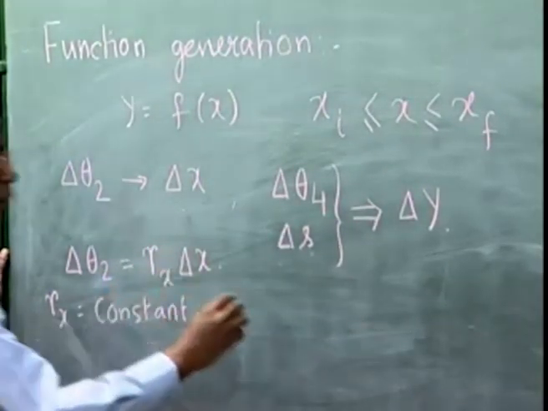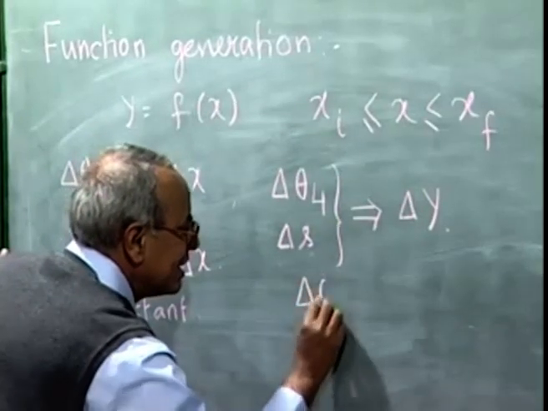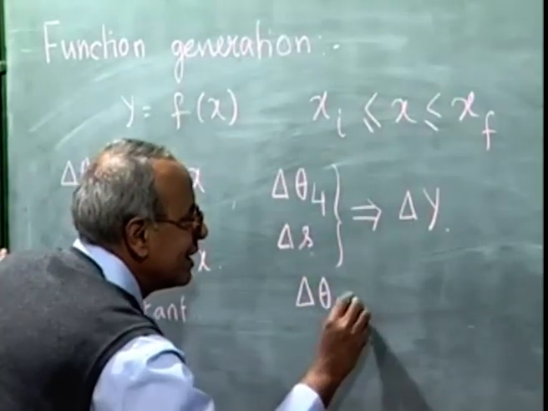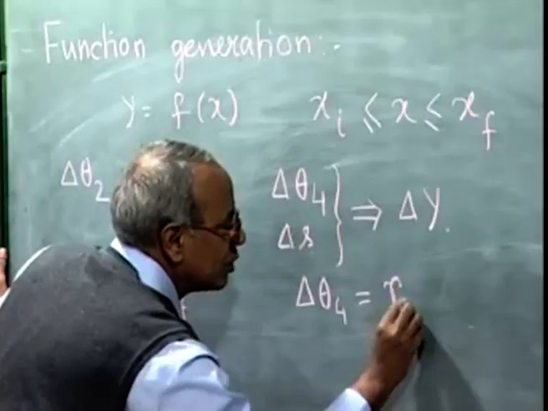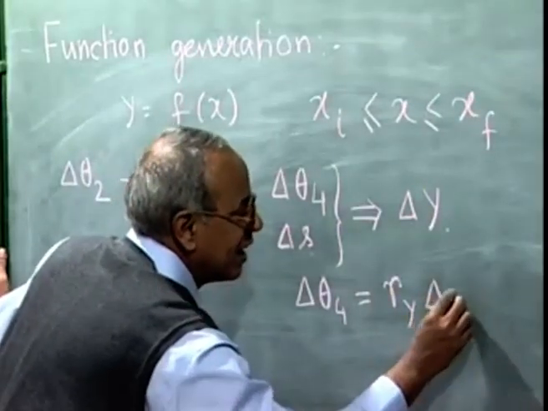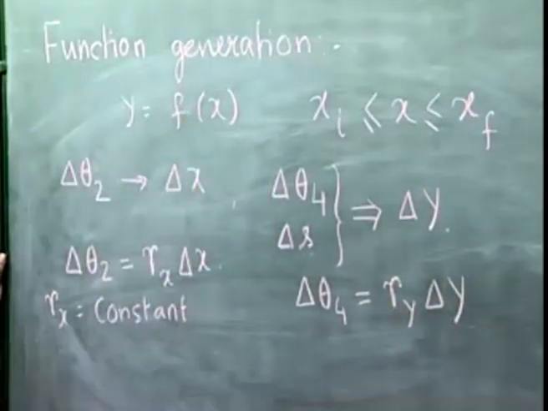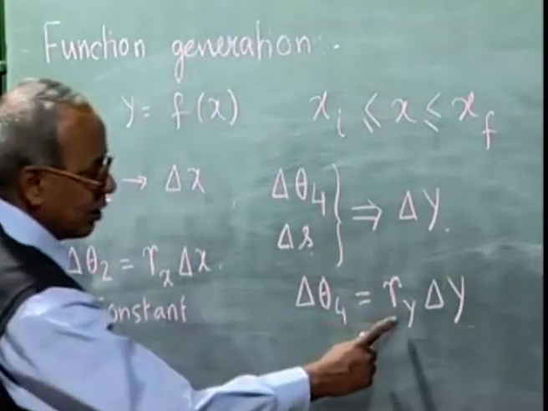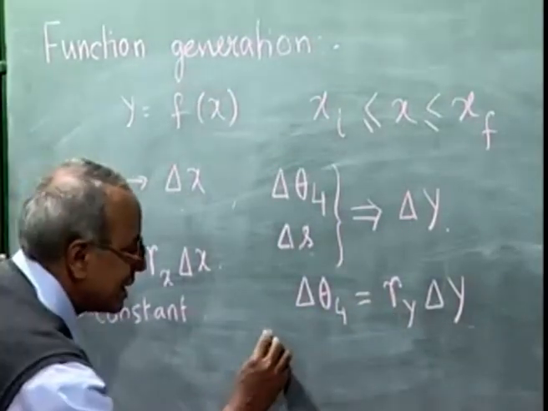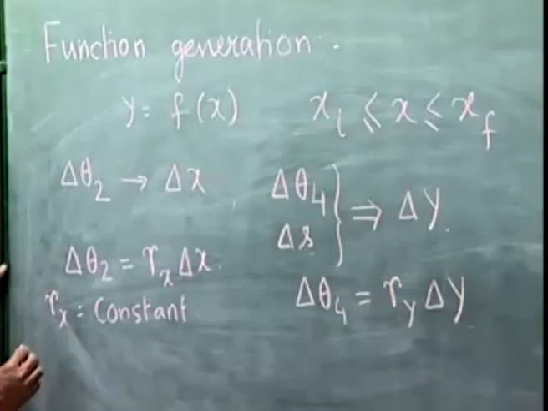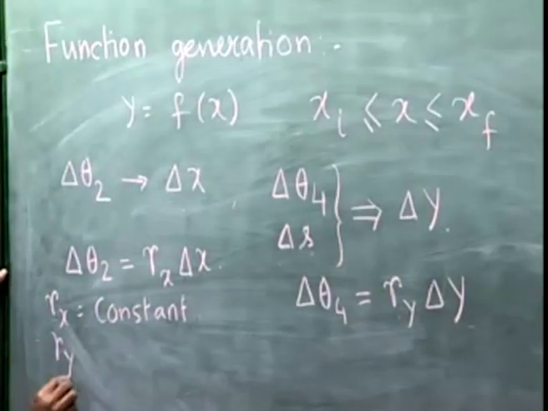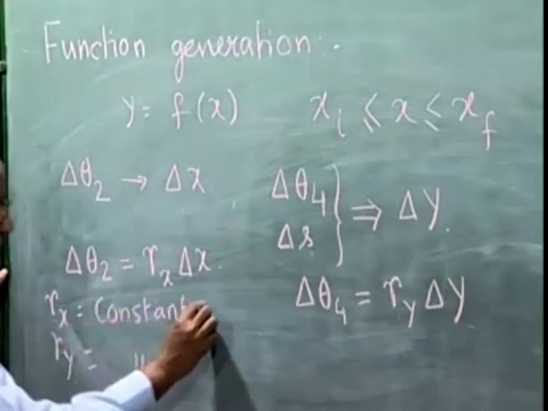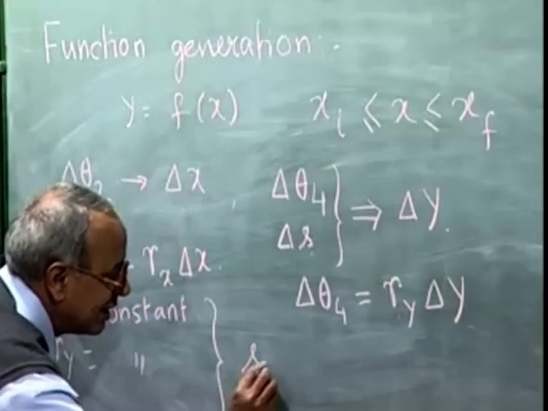Similarly, here we represent the output movement as proportional to the change in the dependent variable, and the proportionality constant is Ry, which is again a constant. So, Rx and Ry are constants, and these two constants are called scale factors.